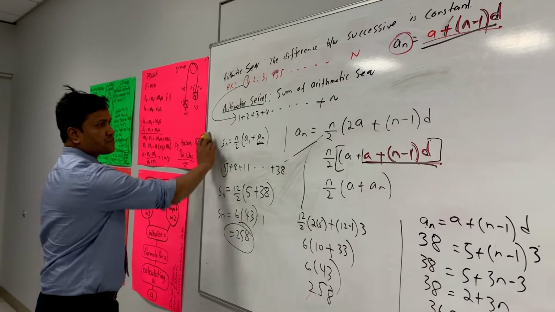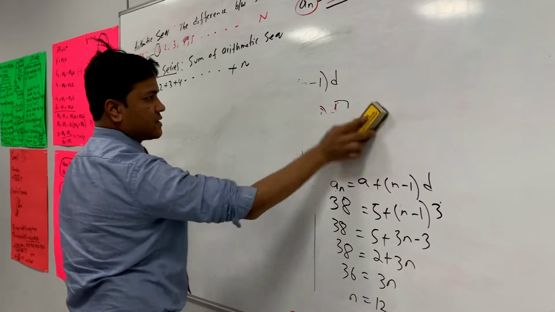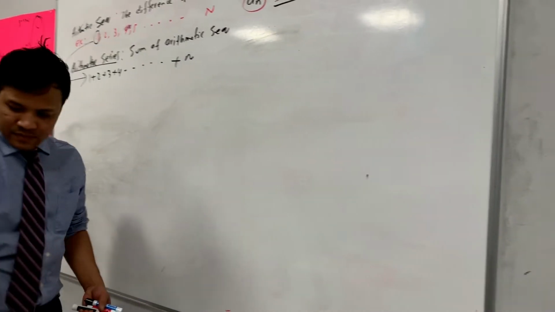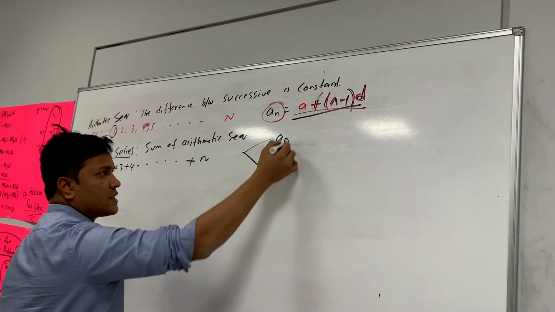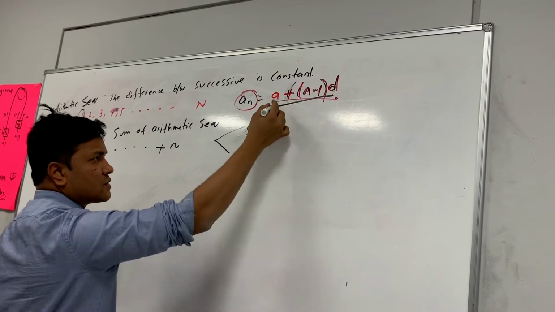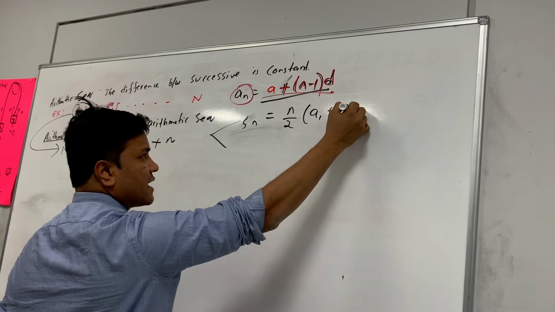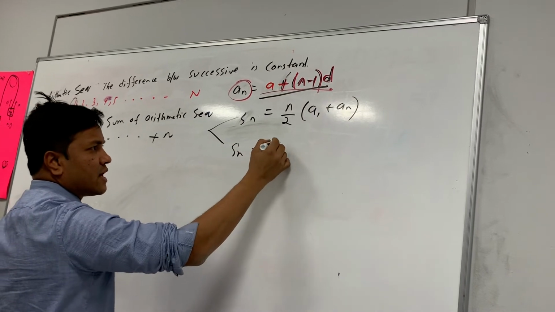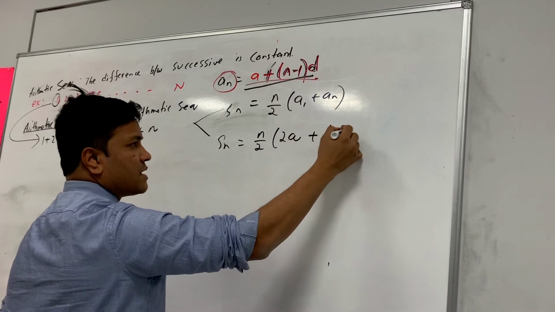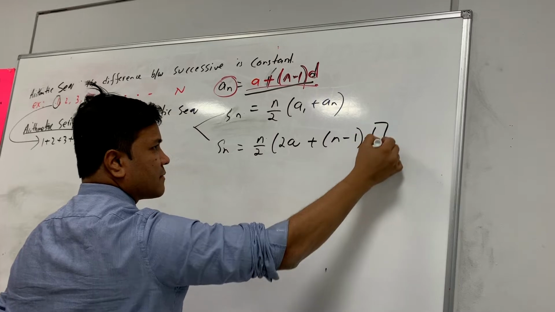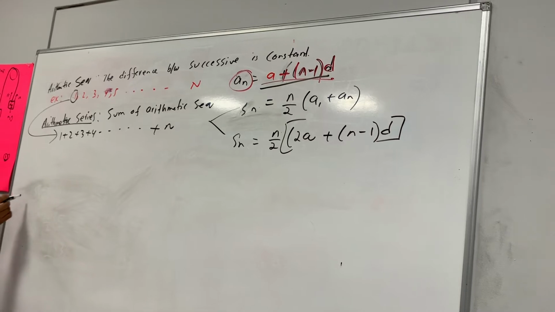Now we're gonna do the geometric series and geometric sequence, and that's it. So now I'm gonna write both formulas as I told you. So Sn is equal to n over 2 times (a1 plus an), and this is Sn is equal to n over 2 times (2a plus (n minus 1) times d). Okay. All right, now I'm gonna do the geometric sequence.